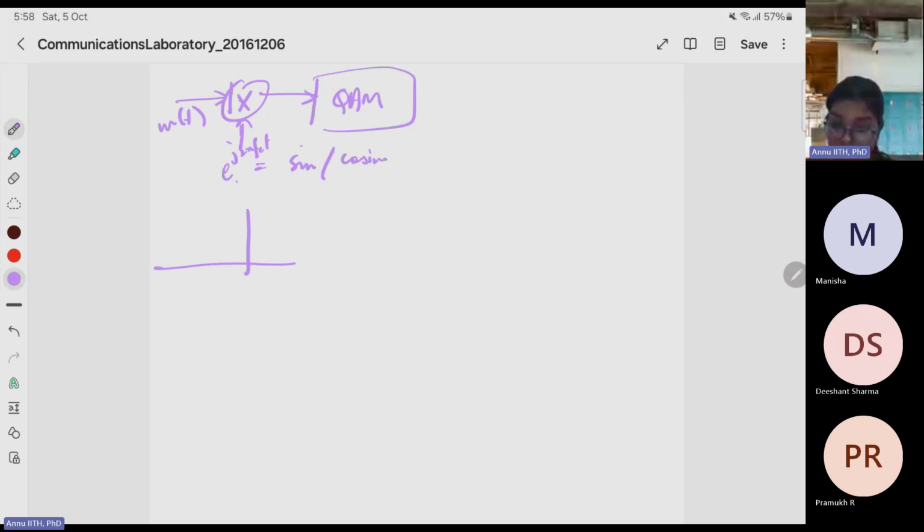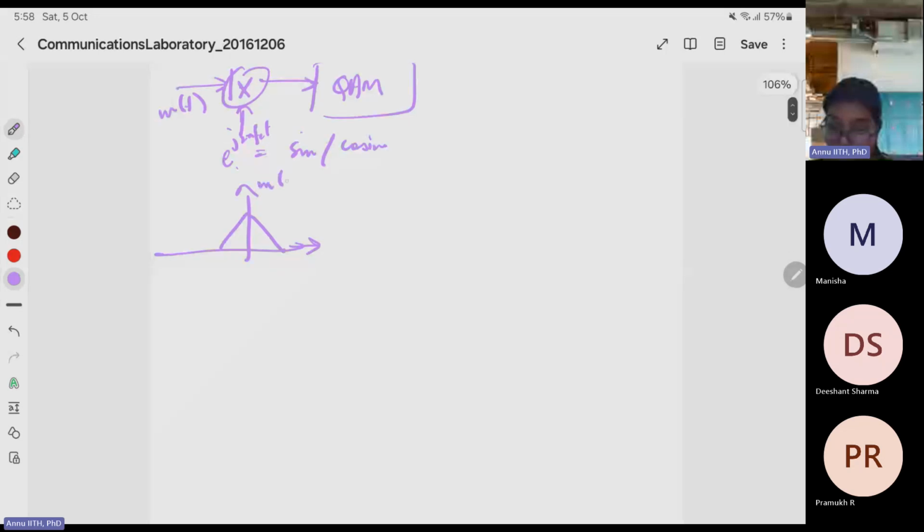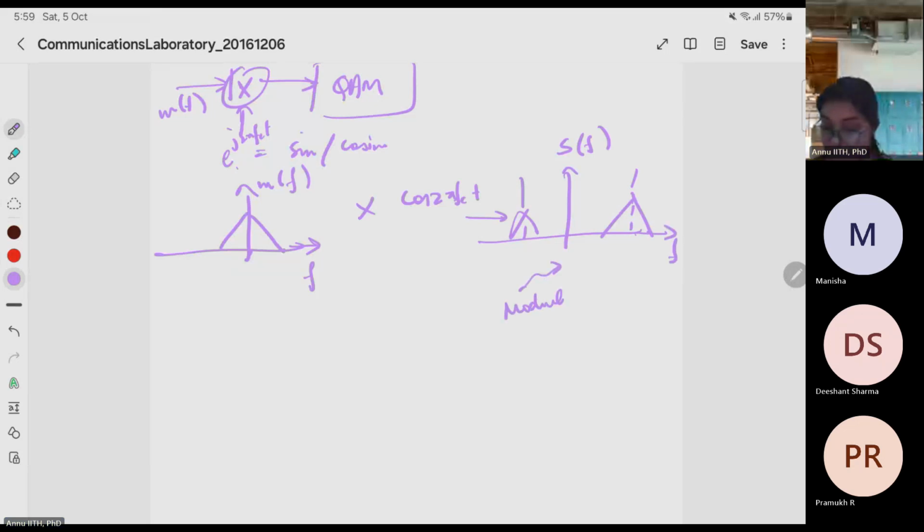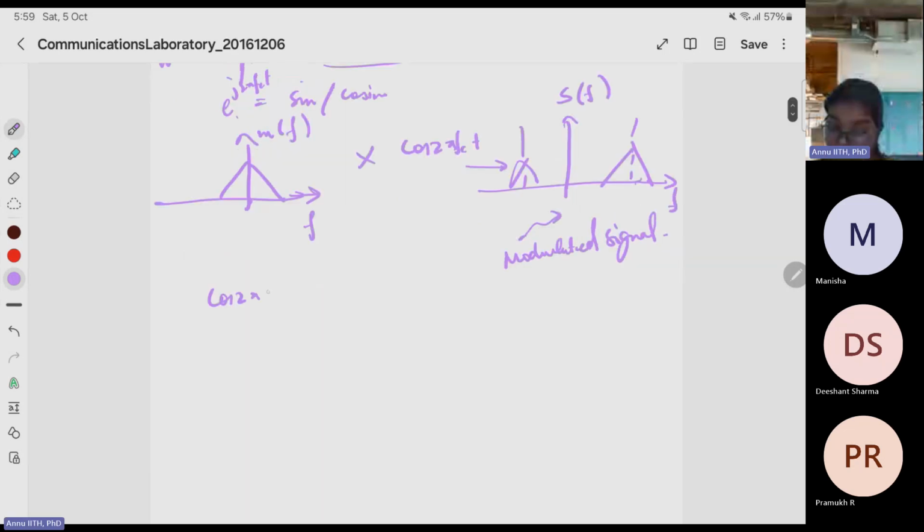I'm just talking about the frequency domain, because this is a baseband signal, so in the frequency domain this is N(f). Once we multiply it with cos(2πfct), it goes to the modulated signal. Why? Because cos(2πfct) is equal to what?